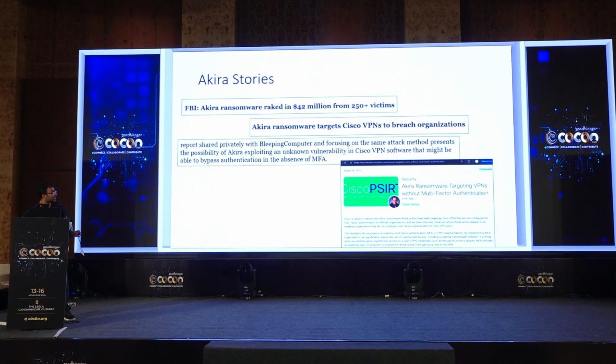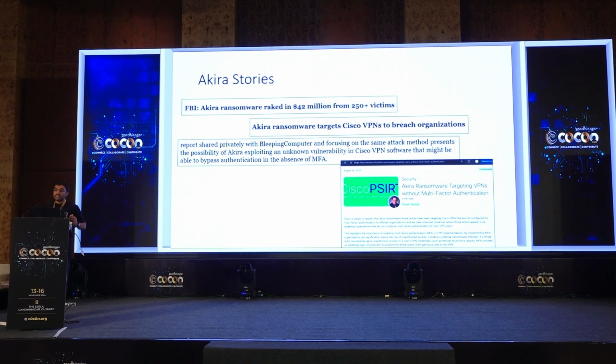Next story on Akira. So, the Akira ransomware group, I think it was first seen in the wild in the month of March or August 2023, and the FBI said they have hit more than 250 victims and earned about $42 million and so on. You can see the headlines there. The Akira ransomware group targets Cisco VPN to breach organizations. The third block that we see is from Bleeping Computer. This was a report that we shared with them. Then we also found some traces about Akira abusing Cisco VPN.